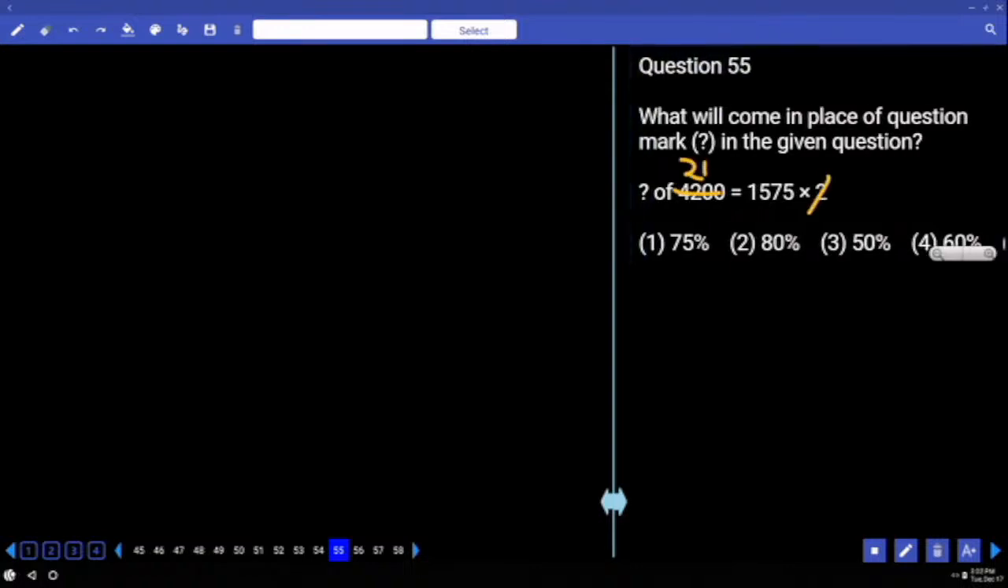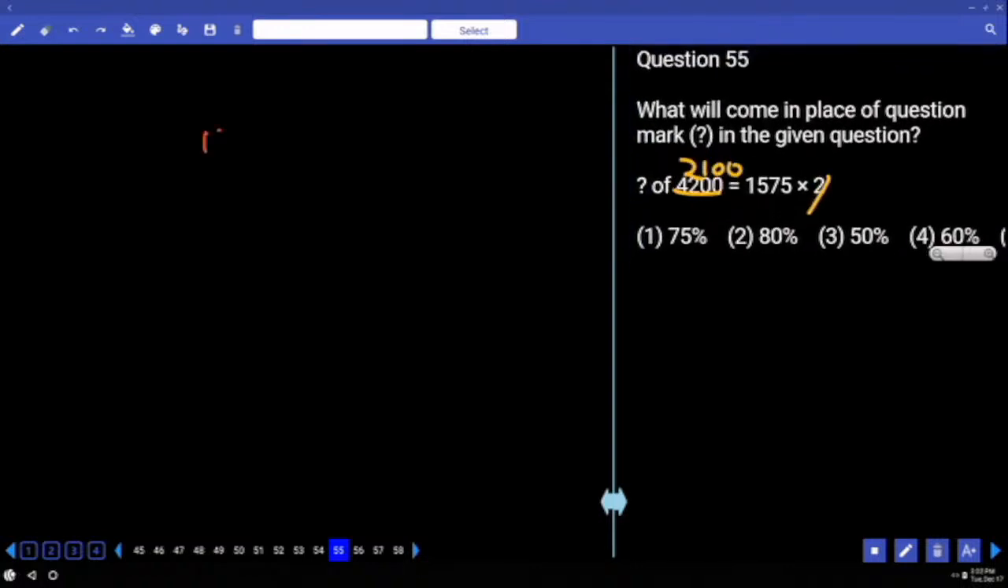2100 టైమ్స్ ఆర్ నాట్? 1575 అనేది 2100లో ఎంత పర్సెంటో చెప్పండి అన్నారు. 21 7s 147. 105 means 21 5 times. ఆన్సర్ ఏంటి? 75 యువర్ ఆన్సర్.